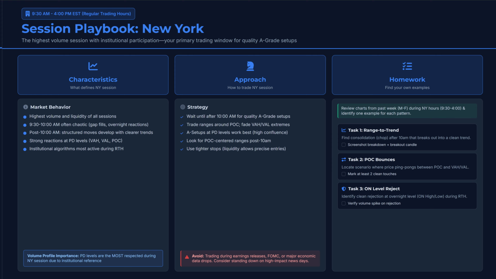Because this is when the market has maximum participation. U.S. institutions are actively trading. Algorithmic systems are fully engaged. Volume is at its peak. Importantly, the previous day's levels, the VAH, VAL, and POC, are respected with the highest degree of reliability during this window. When you see price approach a PD-VAL during the New York session, you can have significantly more confidence that it will react compared to the same level being tested during the overnight or Asian session.